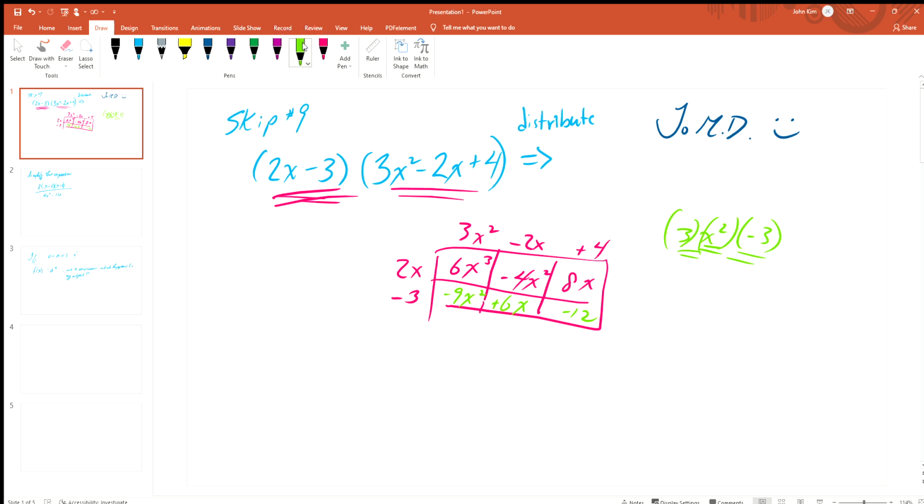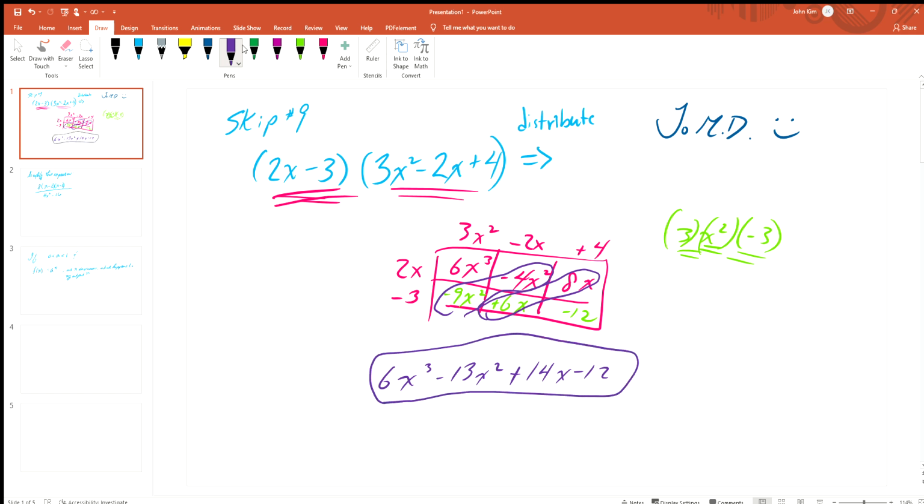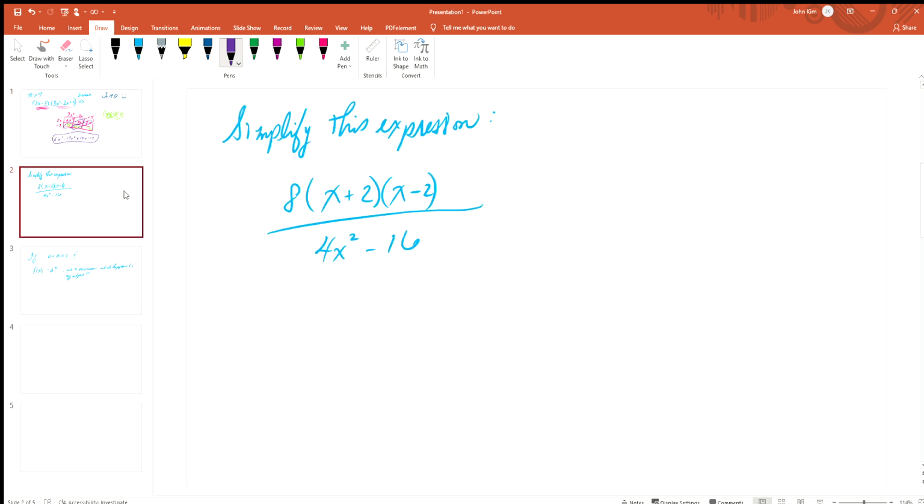And what you will notice is that, let's use purple, the diagonals here will always add up. Okay? So you end up with finally 6x cubed, minus 9x squared minus 4x squared is minus 13x squared, and then 6x plus 8x is 14x, and then minus 12. That's how you distribute that out. You can go slower if you want, just by pressing the pause button. Let's do the next problem.